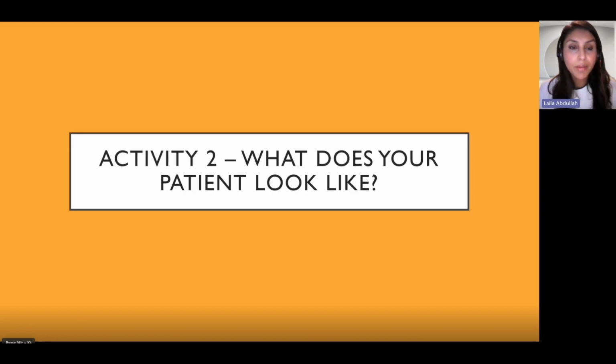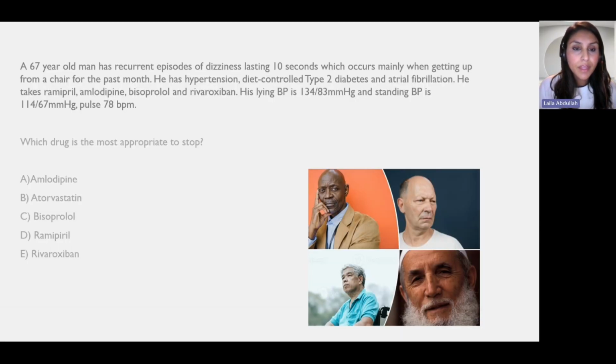So in this section, we're going to think about what does your patient look like? So this is one of the questions that we had earlier from the first section about a patient with dizziness. So I want you to have a read of it and think about what this patient looks like. Close your eyes and think about what protective characteristics or personal characteristics do they have.